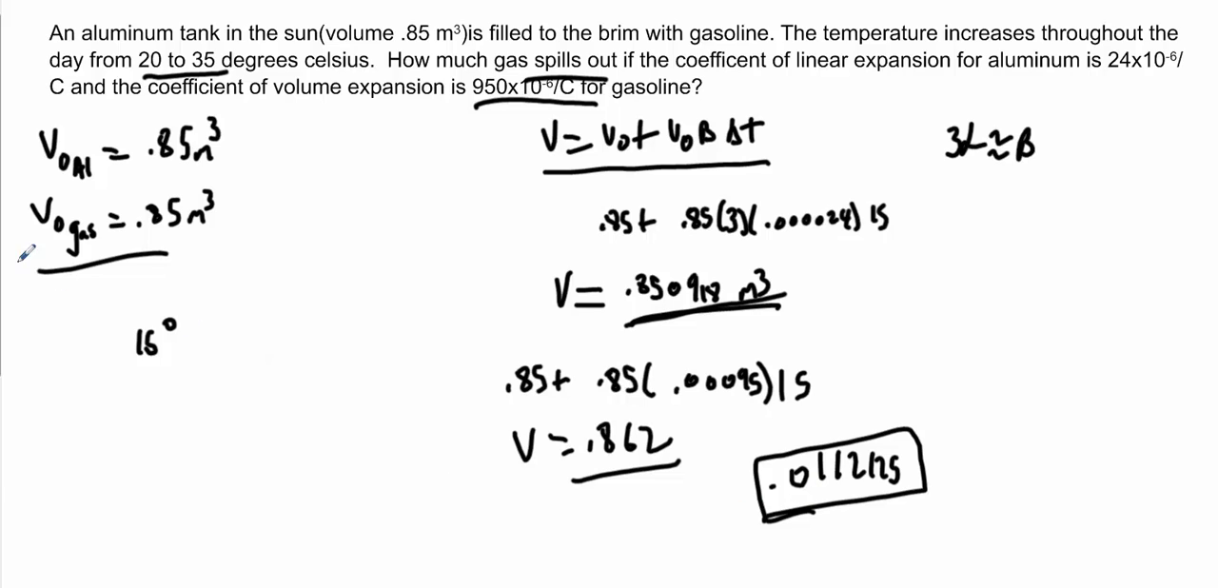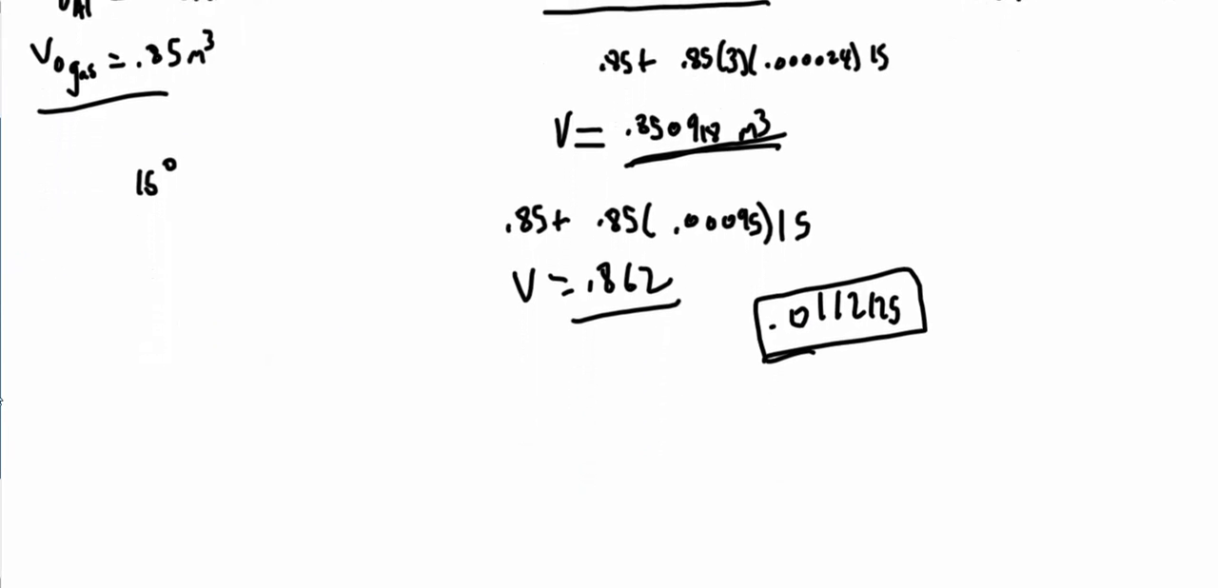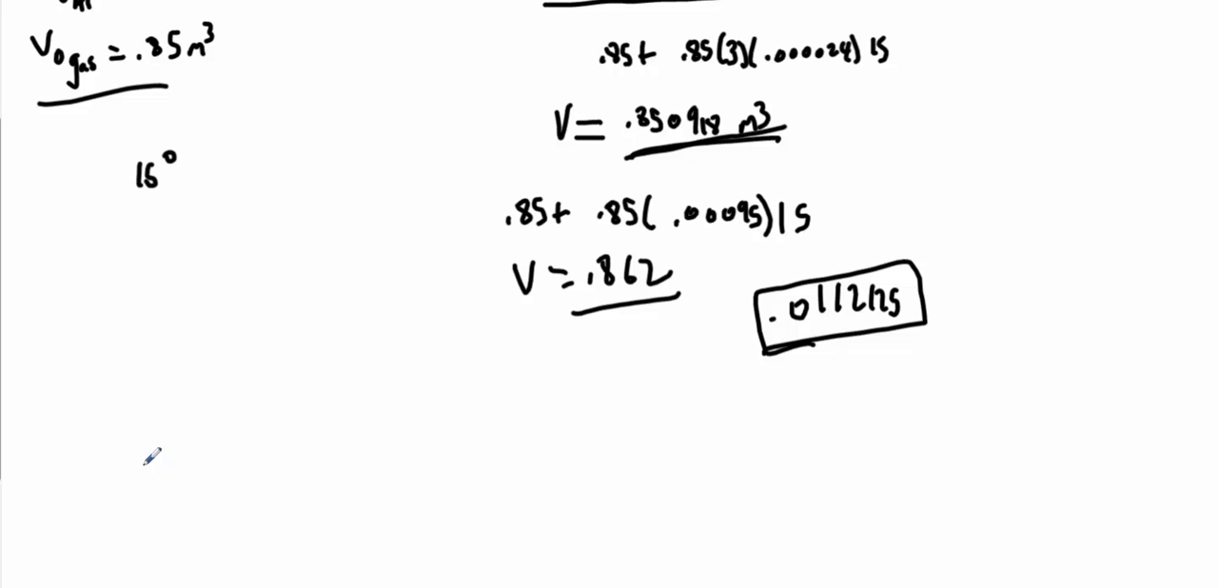Okay. That's actually kind of a lot. If we had 0.01 cubic meters, we'd have 10 cubic centimeters or so. So 10 milliliters, 11 milliliters, and that's kind of a lot of gasoline. Now, if you think about that, how much gasoline is it going to take to fill it back up if we wait until the next morning?